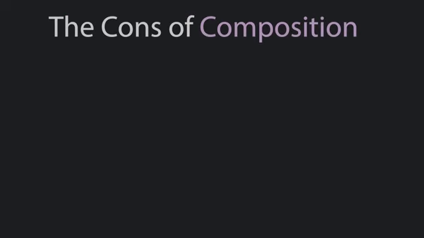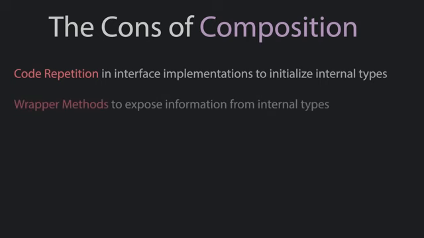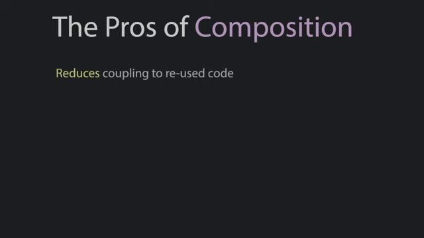Composition isn't perfect. You do end up with a lot of boilerplate, needing to initialize all of your internal types. Many implementations will contain the same code repeated. And when you need to expose information from reused code, you often need to create a lot of wrapper methods where you simply return a call to an inner type. But ultimately, composition reduces the surface area between objects, which gives you less friction as changes come in.